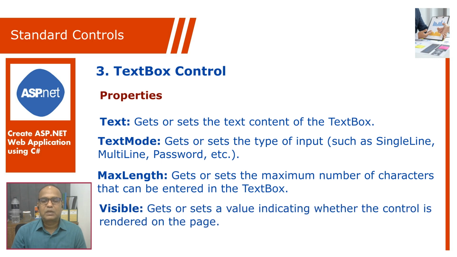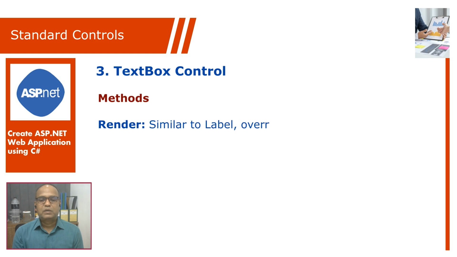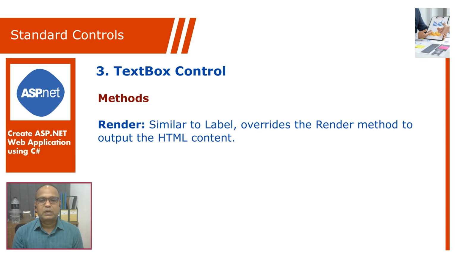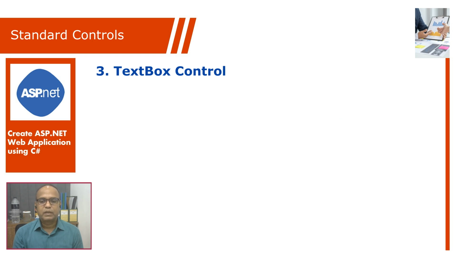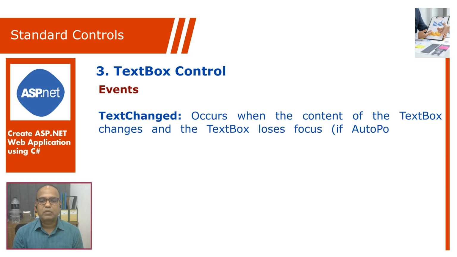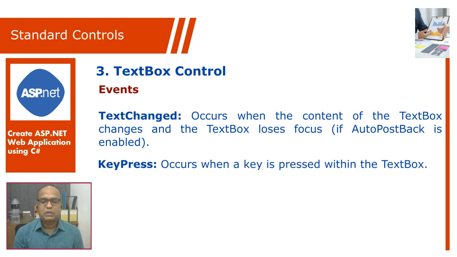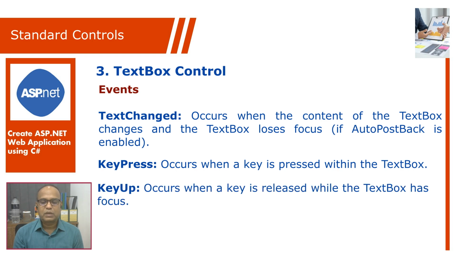Visible gets or sets a value indicating whether the control is rendered on the page. Methods. Render, similar to label, overrides the render method to output the HTML content. Events. Text changed occurs when the content of the text box changes and the text box loses focus if auto post back is enabled. Key press occurs when a key is pressed within the text box. Key up occurs when a key is released when the text box has focus.